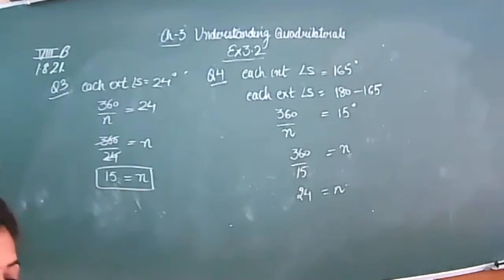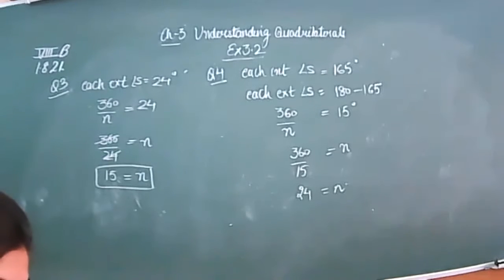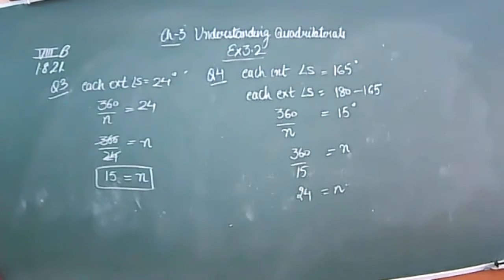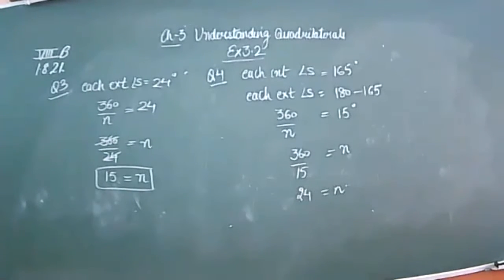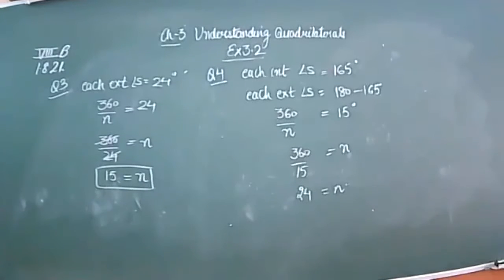90 plus 60 plus 90 plus x plus 70. The sum of all these will be 360. 90 and 90 is 180, and 70 and 60 is 130. 130 plus 180, how much is that? 310. So if you subtract 310 from 360, you get 50 degrees. Is it okay, Praksharan?